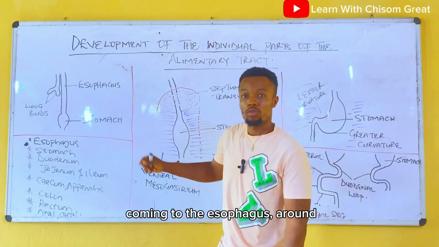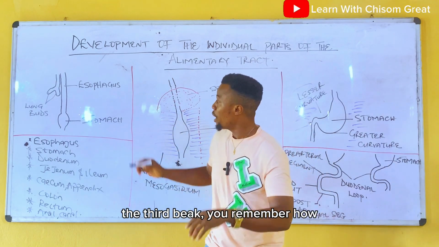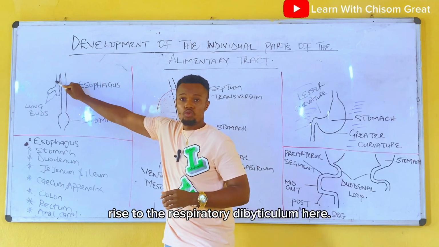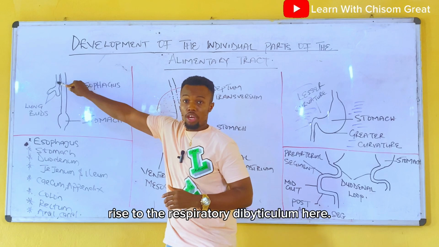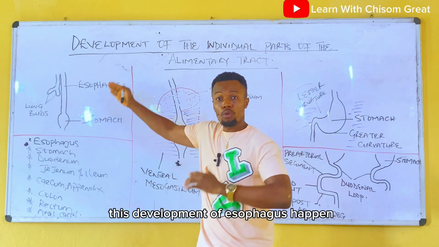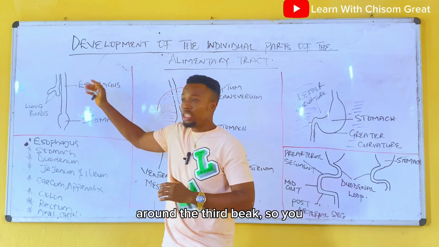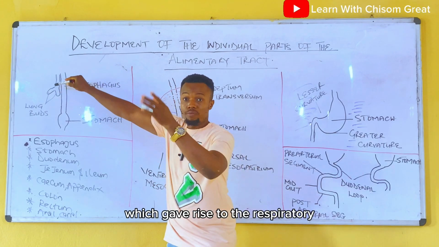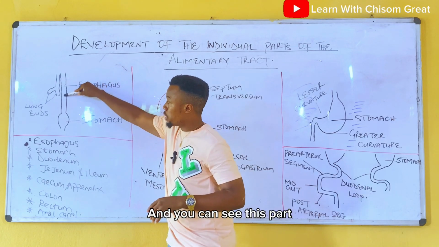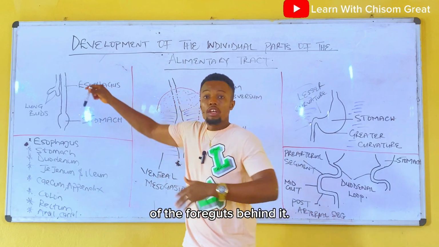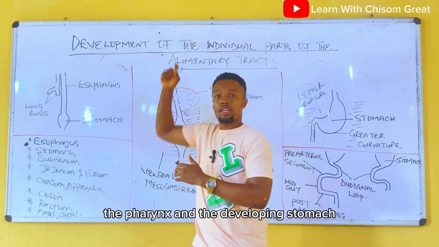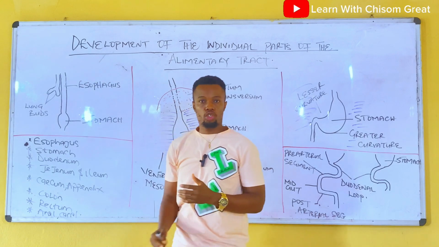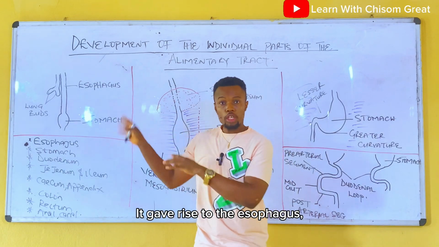So coming to the esophagus, around the third week, you remember how this part of the foregut gave rise to the respiratory diverticulum here. So this development of the esophagus happened around the third week. You can see the developing respiratory diverticulum, which gave rise to the respiratory system, and you can see this part of the foregut behind it. This part of the foregut between the pharynx and the developing stomach becomes the esophagus. It gave rise to the esophagus.